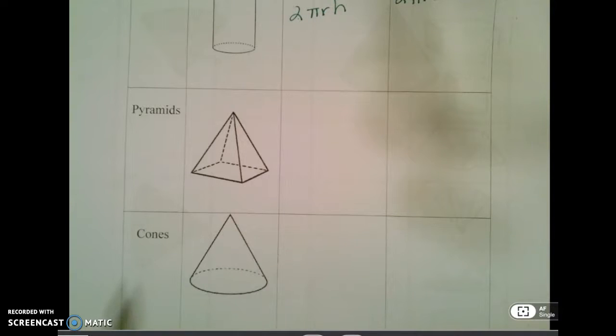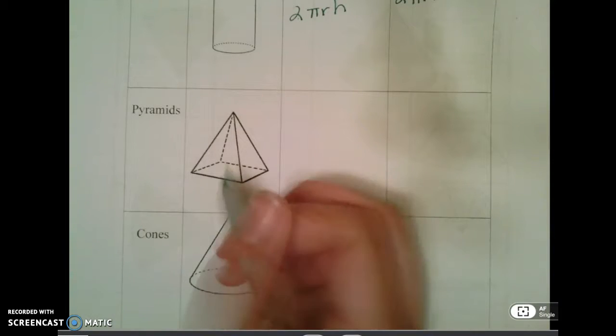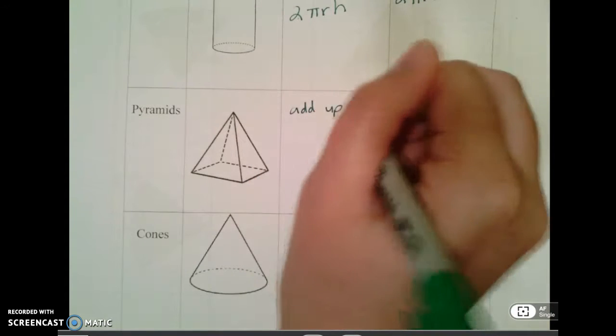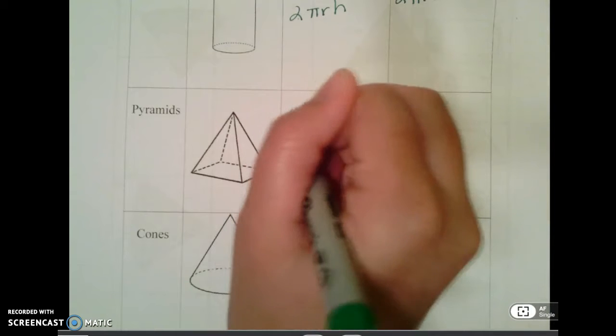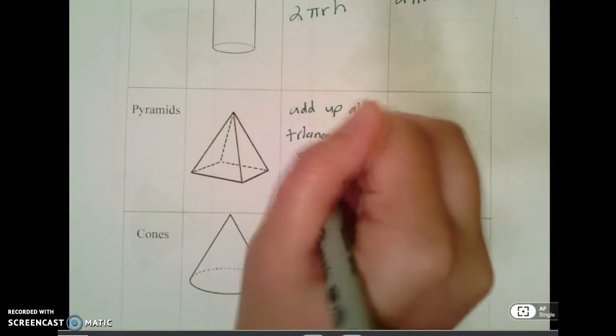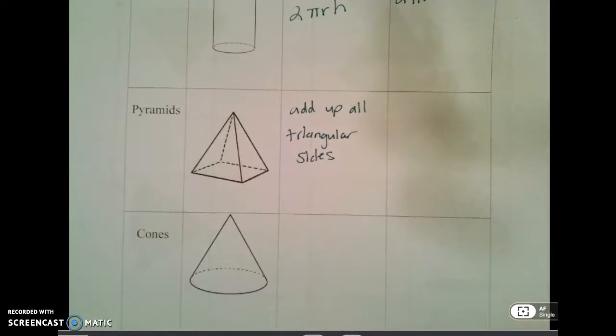So in order to get my lateral area, that's everything except the base, I would add up all triangular sides, but not the base. Now, if your base is a triangle, because you can have a triangular pyramid, you just wouldn't add that one. But all your other triangular sides that are not a base are your lateral area.